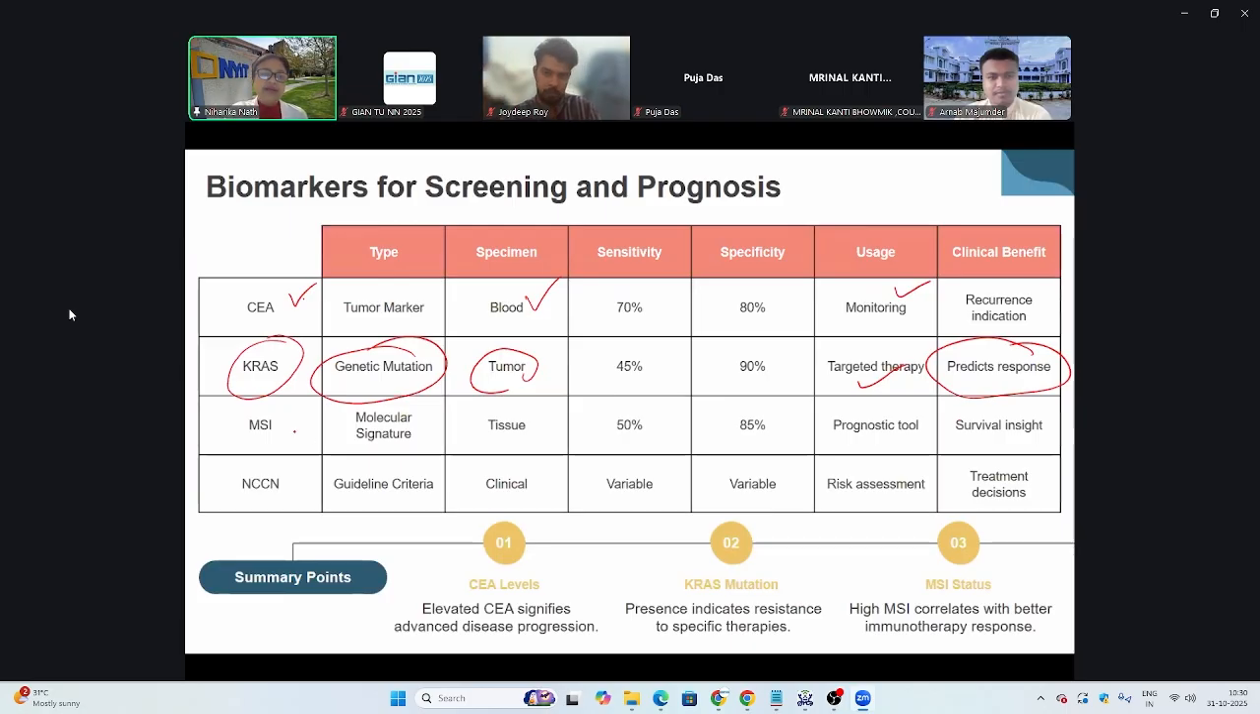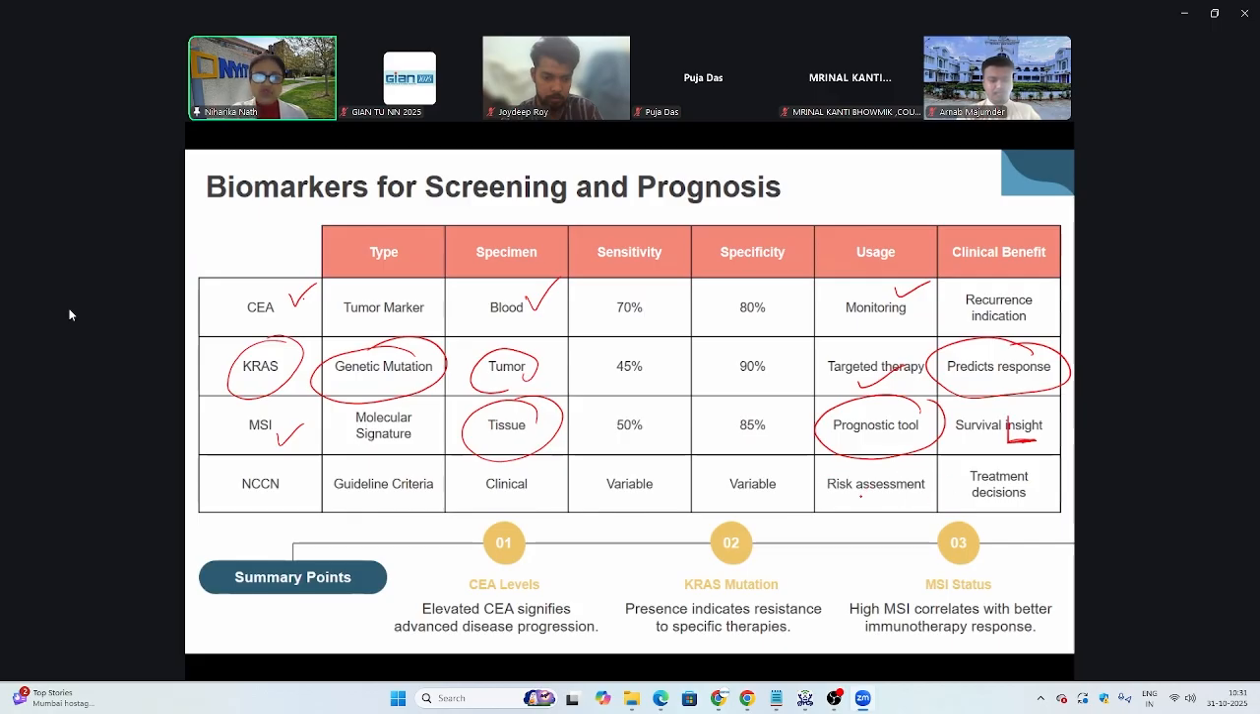Other molecular signatures: you will look at this in the tissue, and this is a prognostic tool. What does a prognostic tool mean? That means predicting how the therapy is working, or how the therapy will work. So it gives insight: if there is too much or too little of this particular marker, it gives insight into how effective the treatment is going.